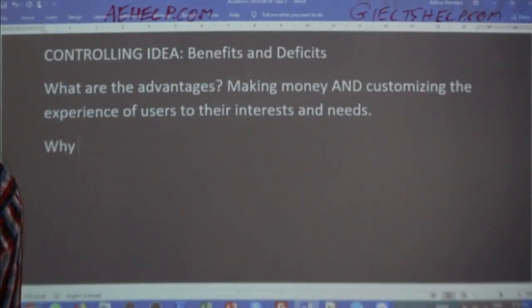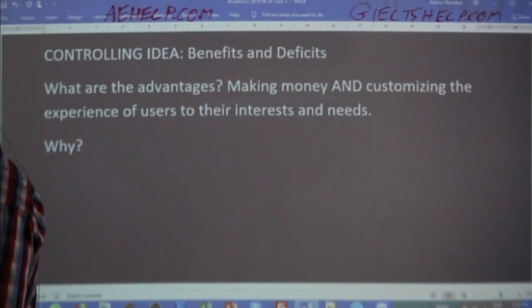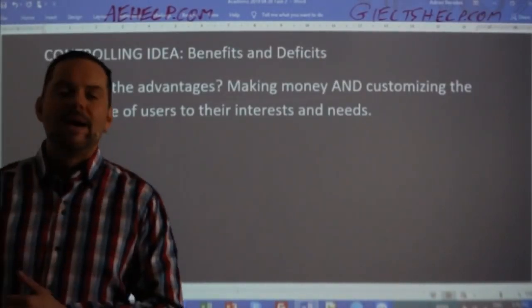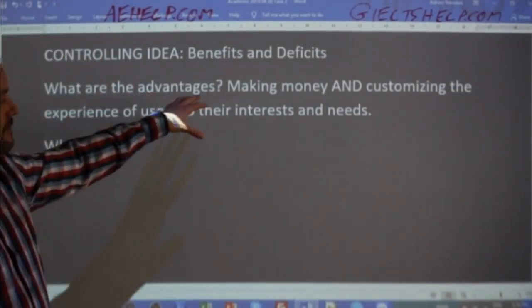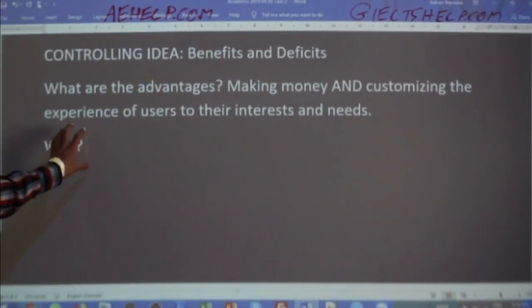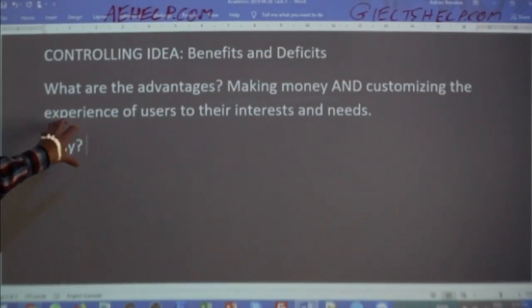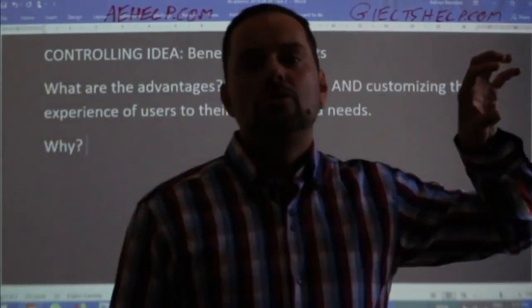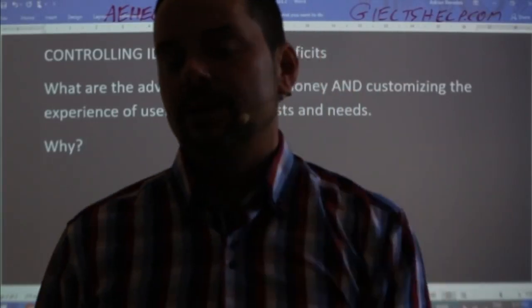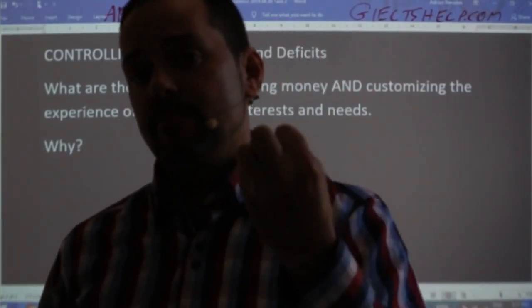Why? So why is this a benefit? Why is that a benefit? This is the why question. It's usually the most important question, and it's the question that many students miss or misunderstand. Why is it an advantage to customize the experience of users with their private information?